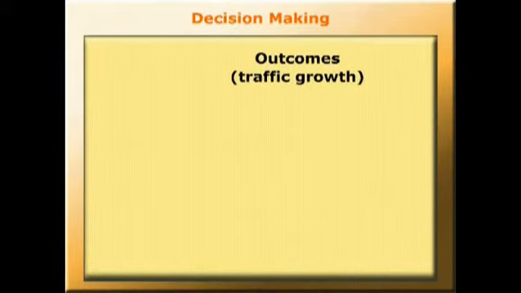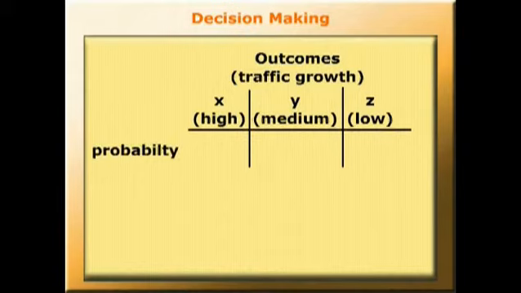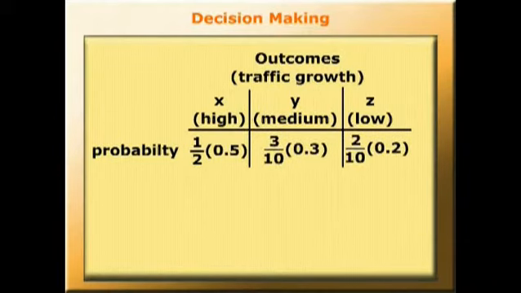Here we have 3 possible outcomes. Possibility X if there's high traffic growth, possibility Y if there's medium traffic growth, and possibility Z if there's low traffic growth. We know the probabilities to be attached to each of these possible outcomes because we're in a situation of risk. So there's a 50% chance that we'll have X, a 30% chance that we'll have Y, a 20% chance that Z will turn up.